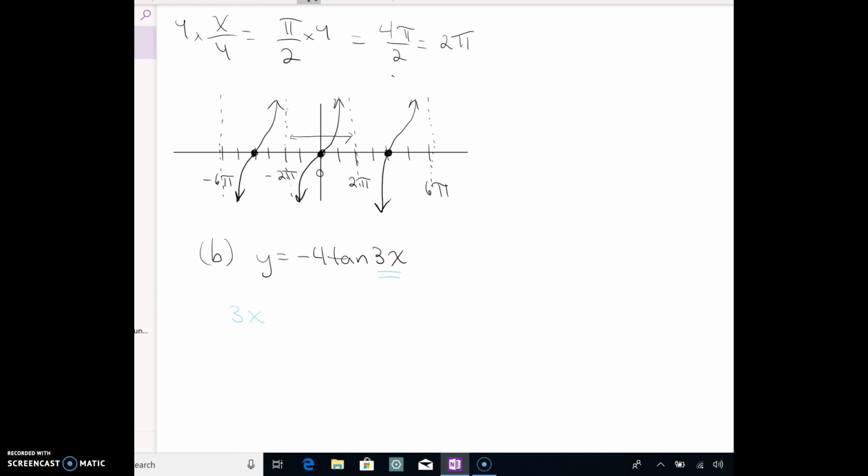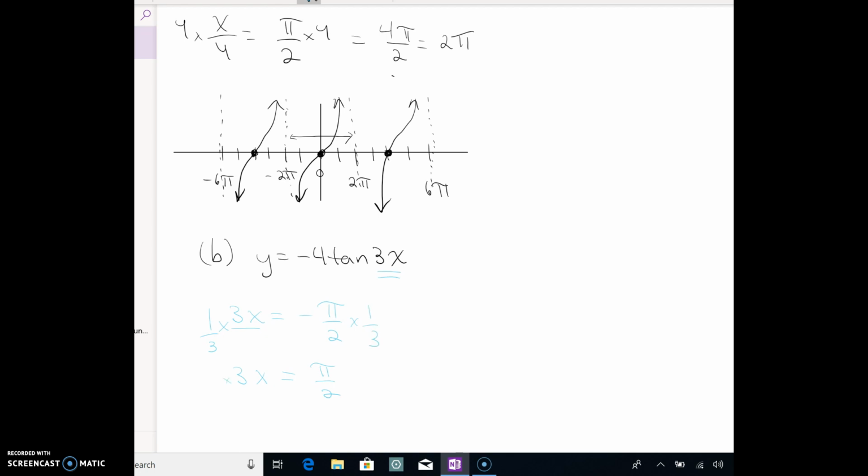So we're going to do 3x equals negative pi over 2, and then 3x equals positive pi over 2. So we'll divide each one of these by 3, or instead of dividing by 3, we can multiply each by 1/3. I think it's a little easier to see in that case.